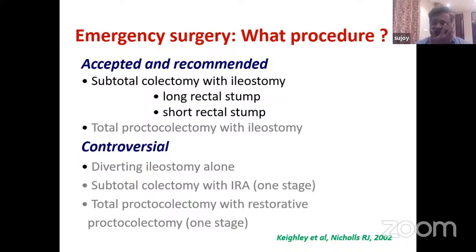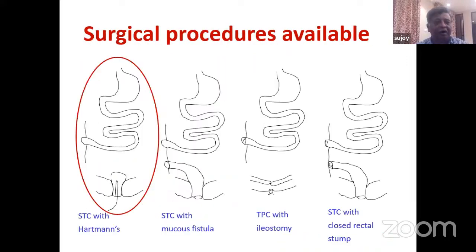Now, there are instances where we can still have to do total proctocolectomy with ileostomy. You may have a low rectal cancer, in which situation you may have to do a total proctocolectomy and ileostomy in the emergency setting. Or you have a situation, as I said, where the bleeding is refractory and torrential bleeding is not allowing you to leave the rectal stump intact. So this is the commonest procedure done.